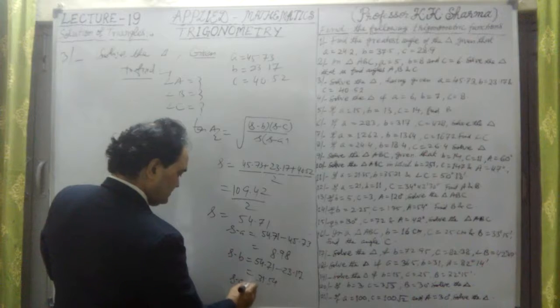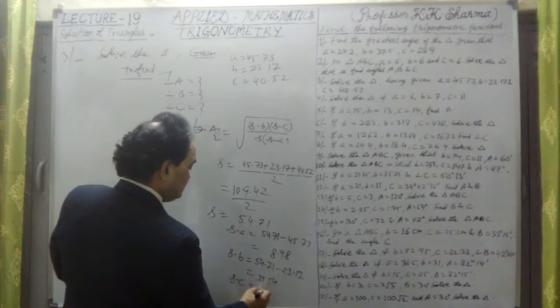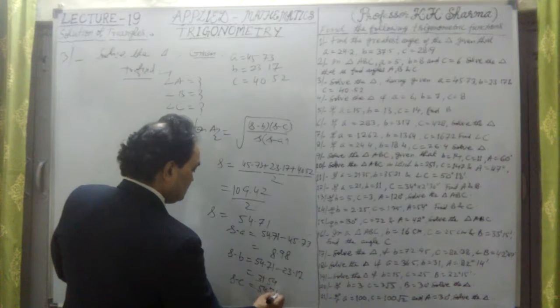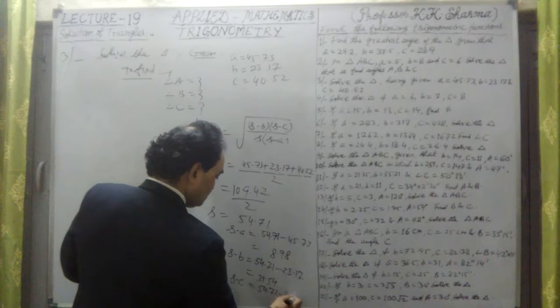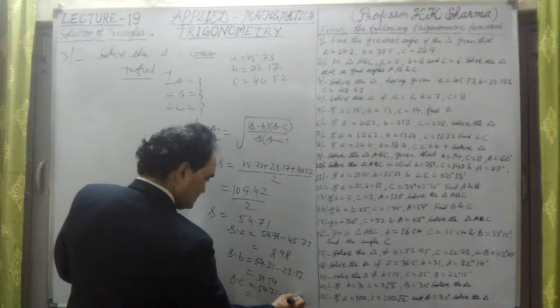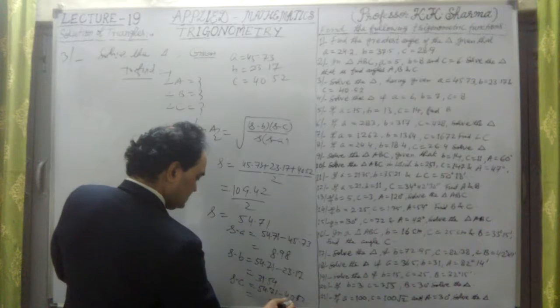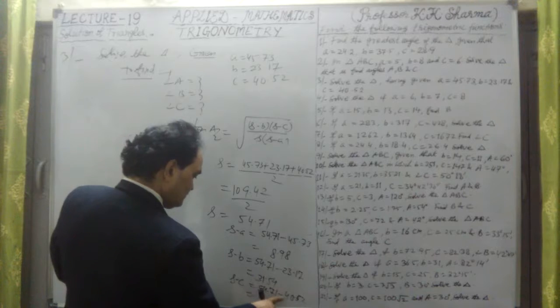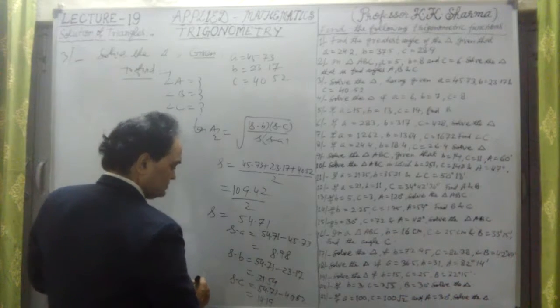Then s minus c. s minus c is 54.71 minus c, which is 40.52. The difference will be 14.19.